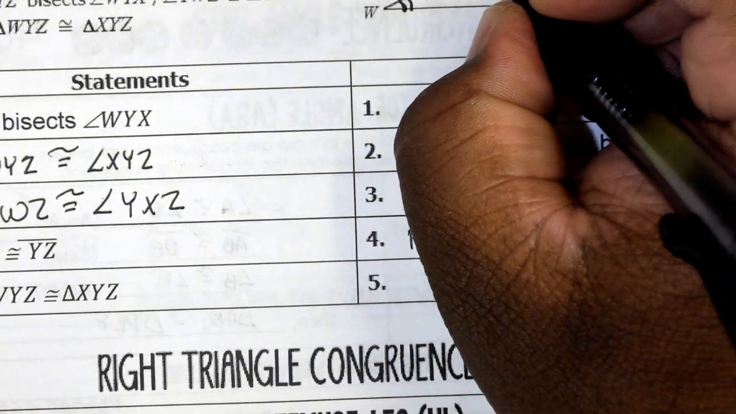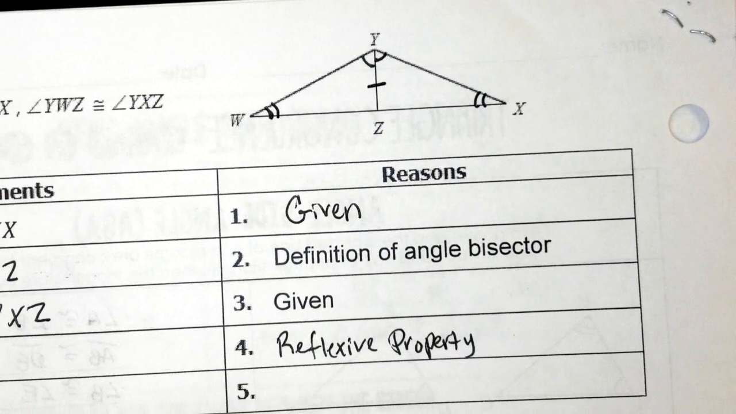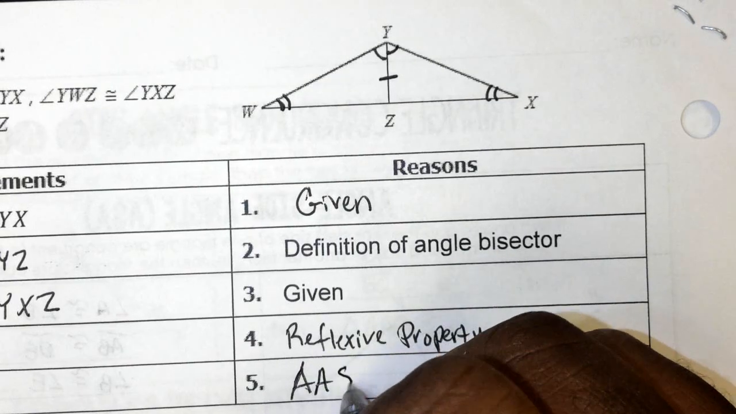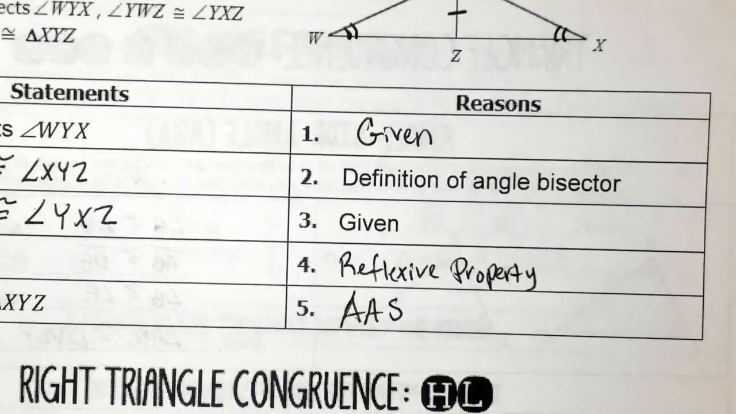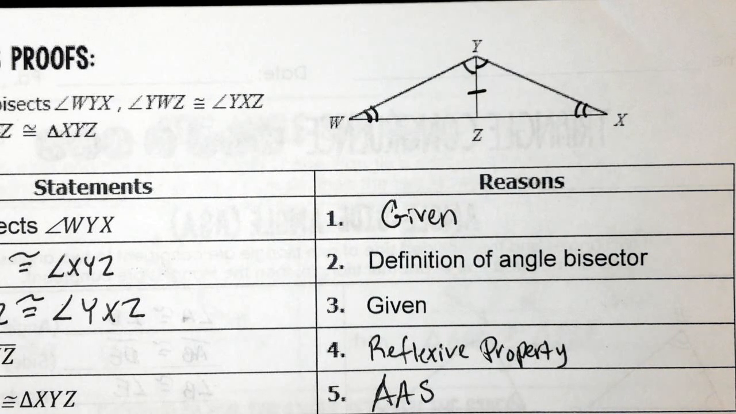YZ is congruent to YZ. Once you mark your proof correctly, it's easy for you to read. The last line is triangle WYZ congruent to triangle XYZ, and you obviously know why the triangles are congruent: angle-angle-side congruency. This is you proving that. One thing I will say about proofs, I'll say it after this one. Let me do this next one first.